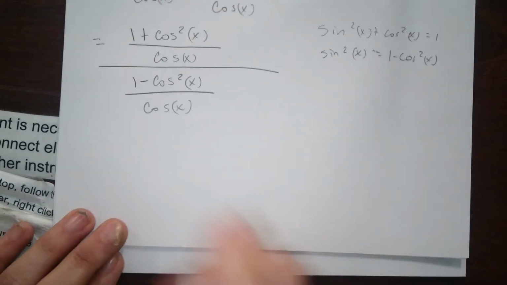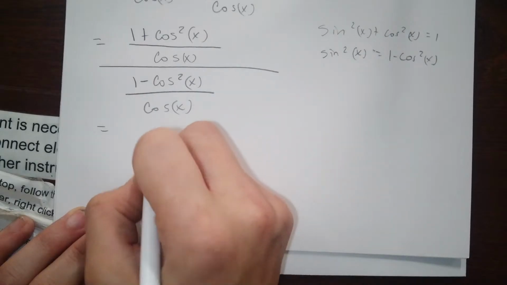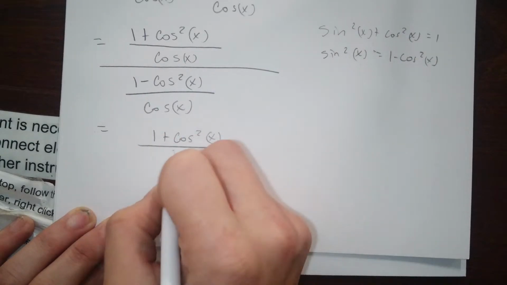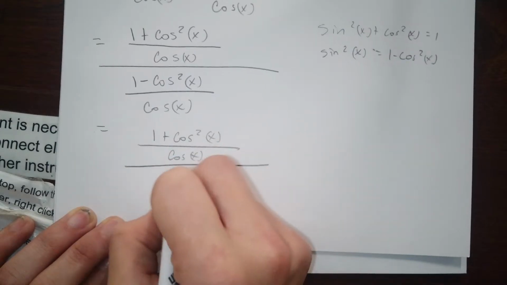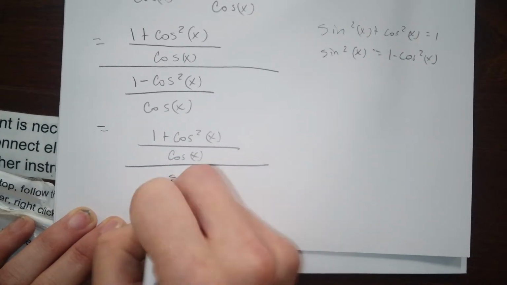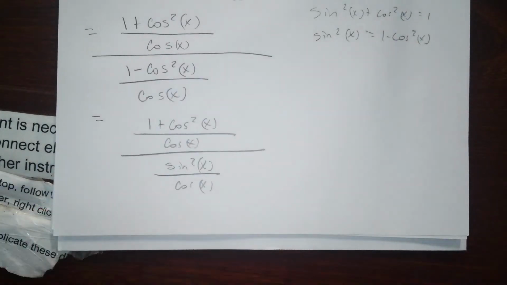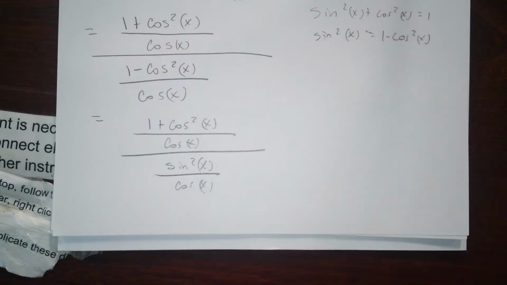So I'm going to have 1 plus cosine squared of x over cosine of x, over sine squared of x over cosine of x. I'm so close. I have the 1 plus cosine squared. I got the sine squared. How the heck do I get rid of the cosine? Because I don't need it. Look at the big picture.